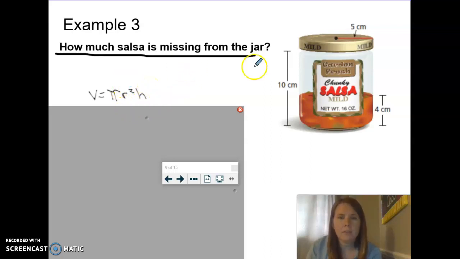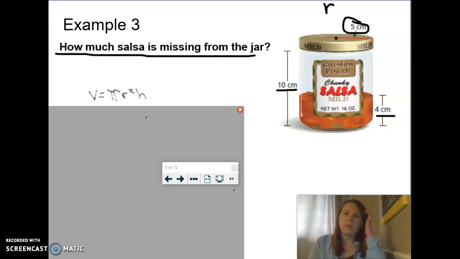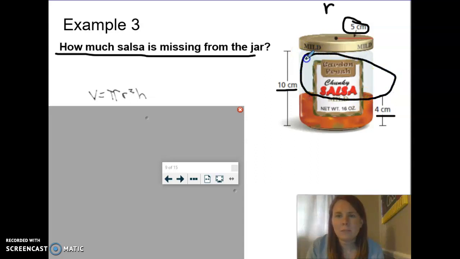Our cylinder formula, as we've seen before, is volume equals pi r squared h. Now, the tricky part of this one is I can tell that my 5 here is my radius, because it's only going from the center to the outside of the circle. The tricky part, though, is finding your height, because it looks like you have 2 height measurements. You've got 10 as well as 4, right? You want to know what is missing in this part. So this whole part that's missing.